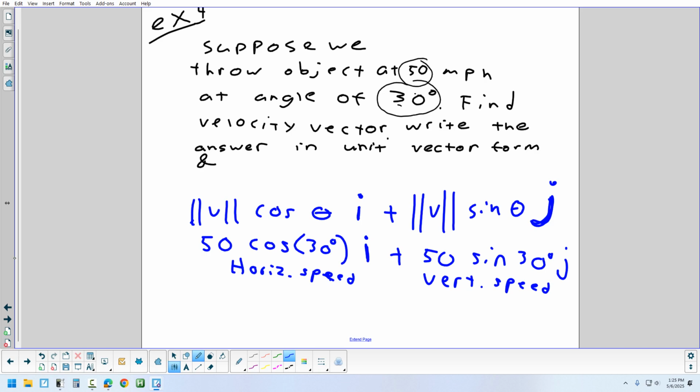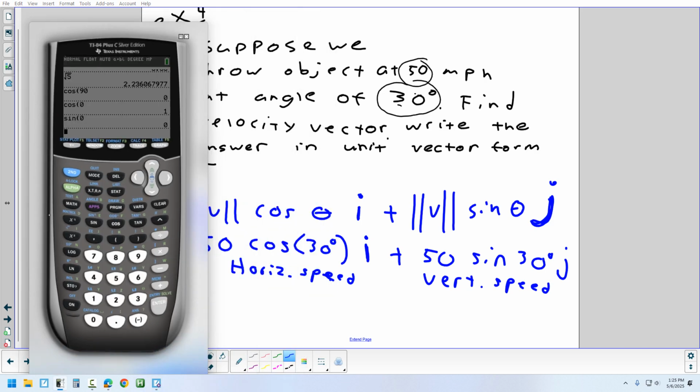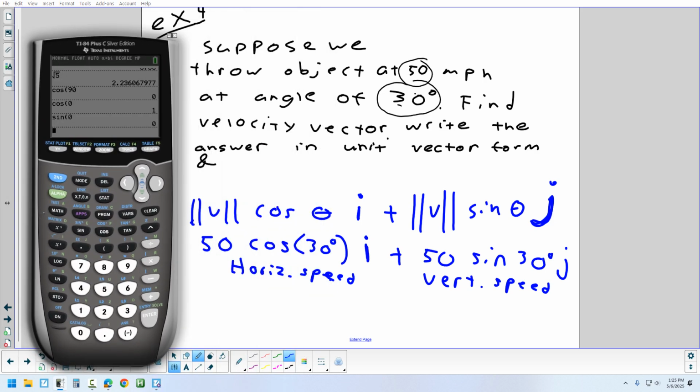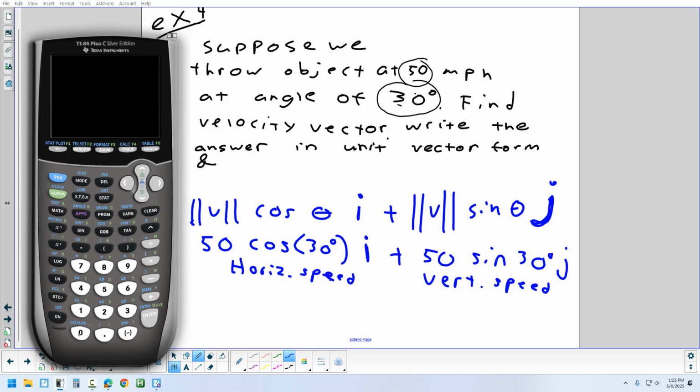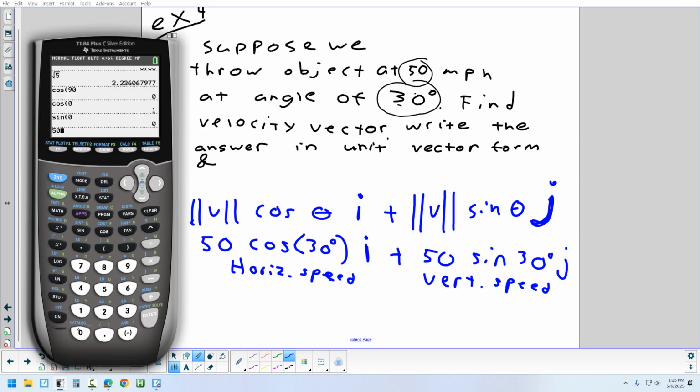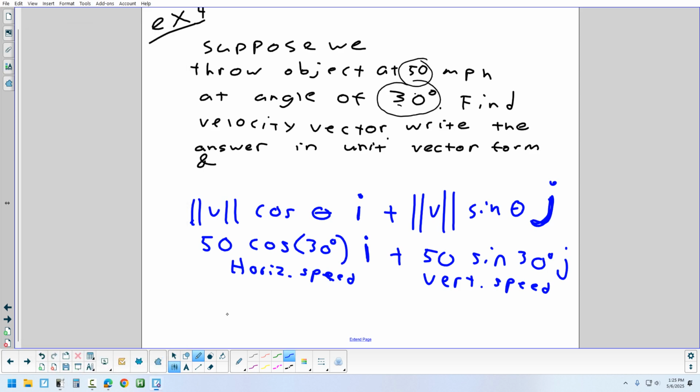So first thing, I should make sure my calculator is in what mode for the angle? Degrees. Yep, make sure it's in degrees. Mine already is. So 50 cosine 30. The object is traveling horizontally a little over 43 miles an hour. So if you were throwing this object at a wall, that's how fast it's going to hit the wall.